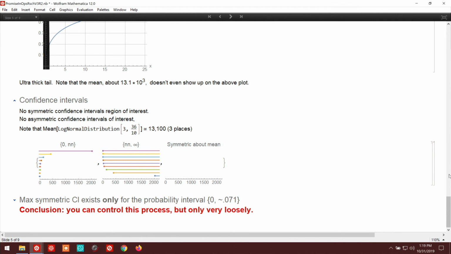Here are the same confidence intervals that we've been looking at before. If you have to have symmetric control of the process, you only get a confidence interval of 7%, completely useless. If you're looking at a 90% confidence interval, you can only control that everything within 2,000 has to be accepted. Below 2,000, again, your control of the process has gotten very much worse.